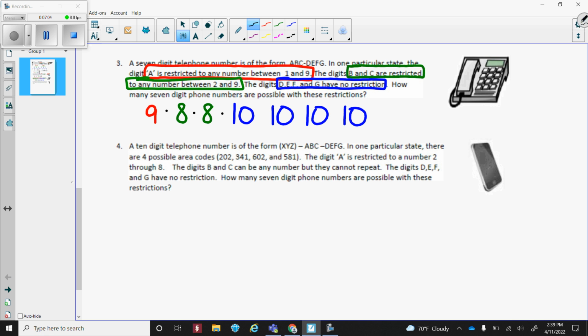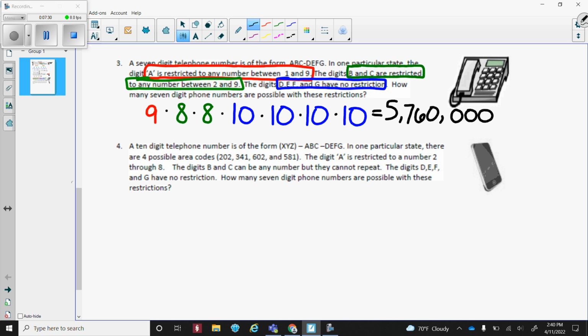By the counting principle, I'm going to take all of these and multiply them together. When I do this, I'm going to get 5,760,000. That's 5, 7, 6, 0, 0, 0, 0. That's a lot of different phone numbers.